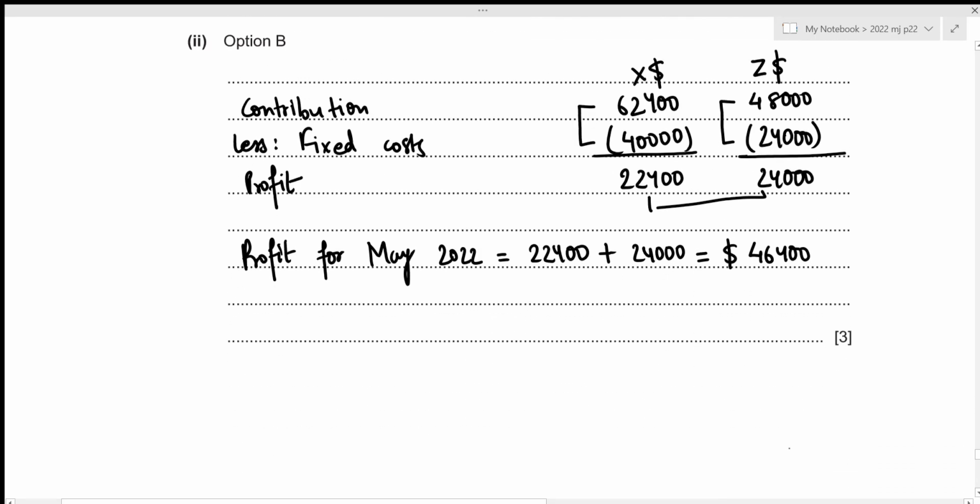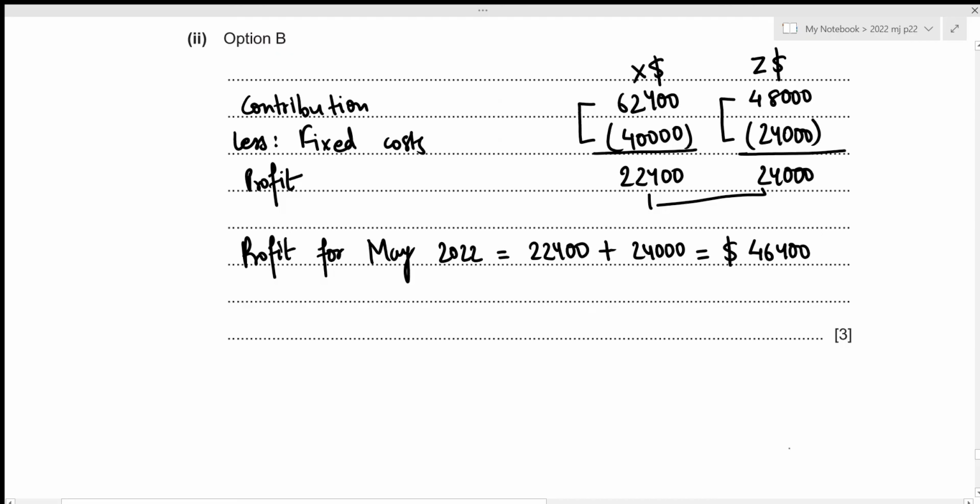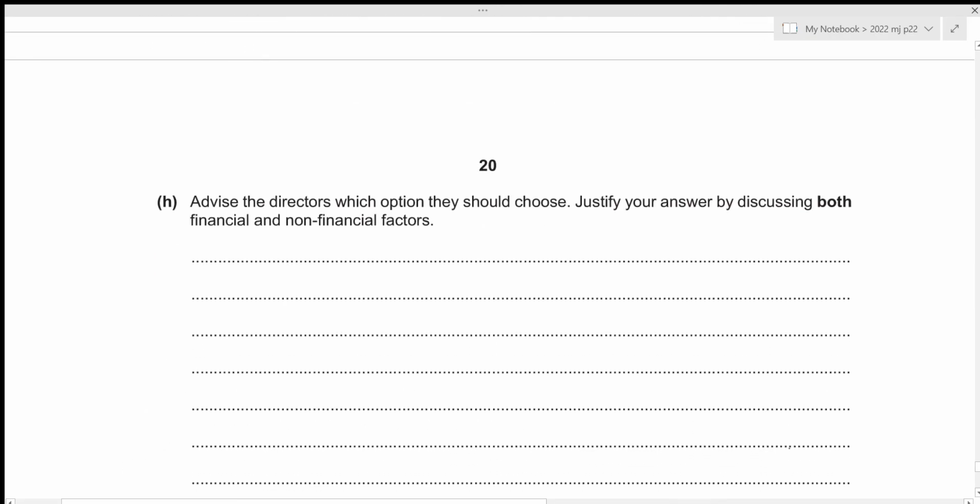Okay, so this concludes the 7th part of this question. Now we can move towards the 8th one. We now need to advise the directors which option they should choose. We need to justify our answer by discussing both financial as well as non-financial factors.